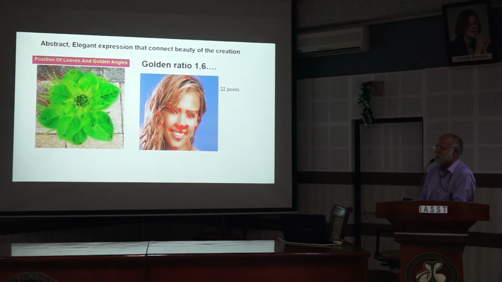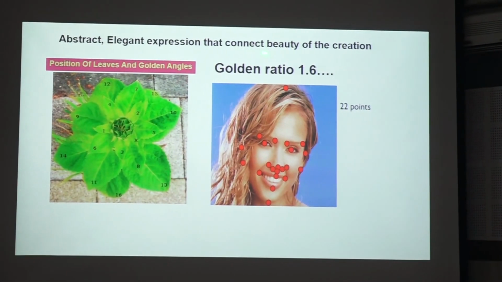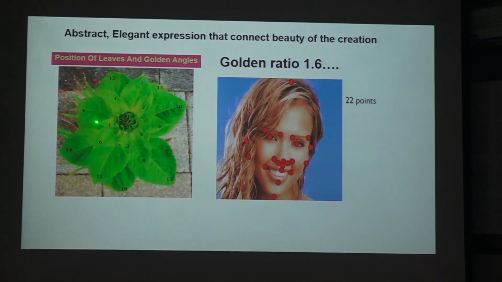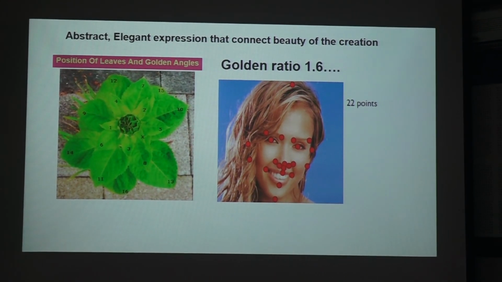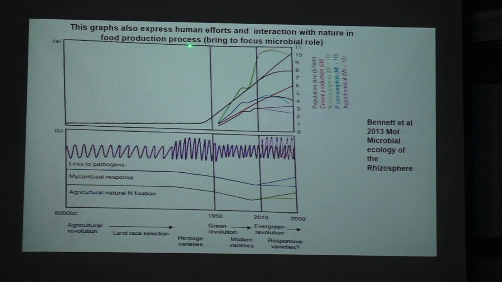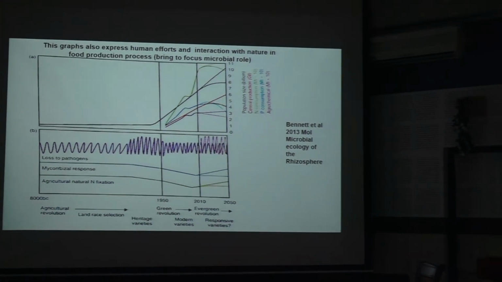Now I think I have finished my talk. Only again I bring you back to what Professor Datta said, an abstract, elegant expression that connects the beauty of creation, whether it is a leaf, or a beautiful or ugly girl. He said that same golden ratio. Now, this graph also expresses human efforts and interaction with nature in the food production process, bringing to focus the microbial role. With these words, thank you very much.